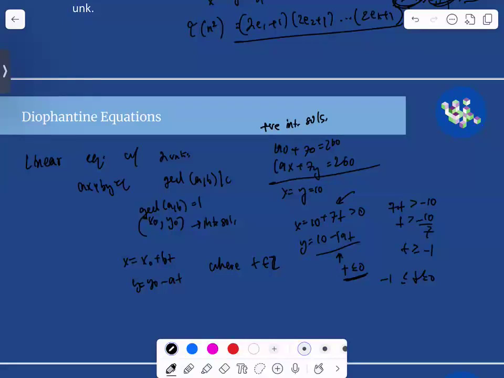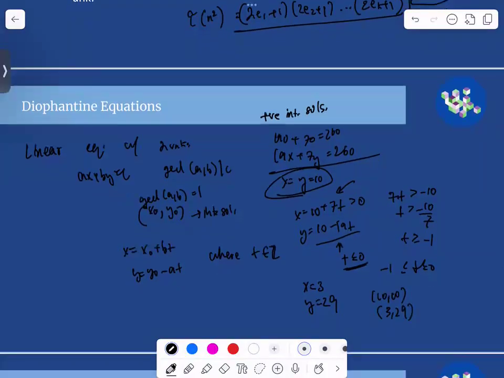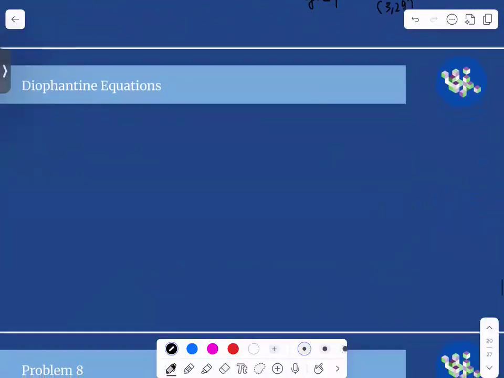If t is 0, then we just get this initial solution. If t is negative 1, then that gives us x is 3 and y is 29. And so the only two positive integer solutions are (10, 10) and (3, 29). And that's it. So that's linear Diophantine equations. But there are other possible types of Diophantine equations, or other parametrizations rather.